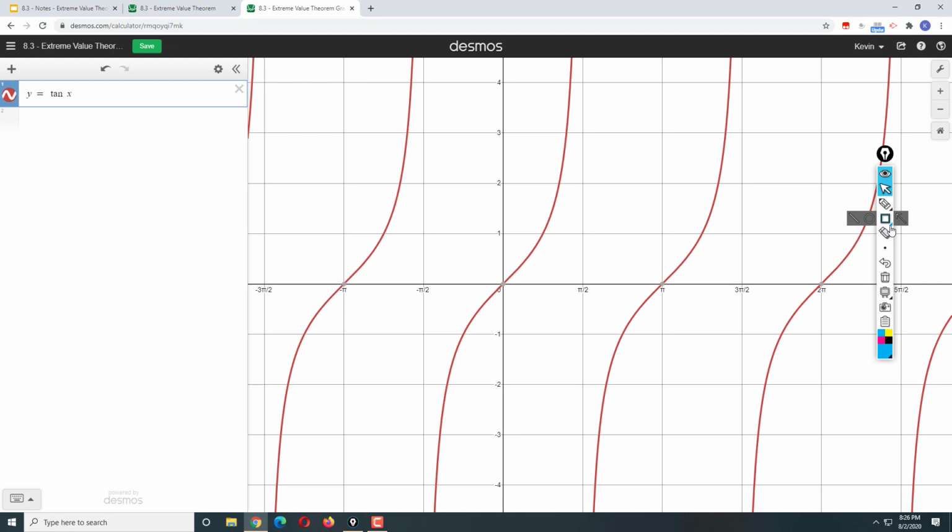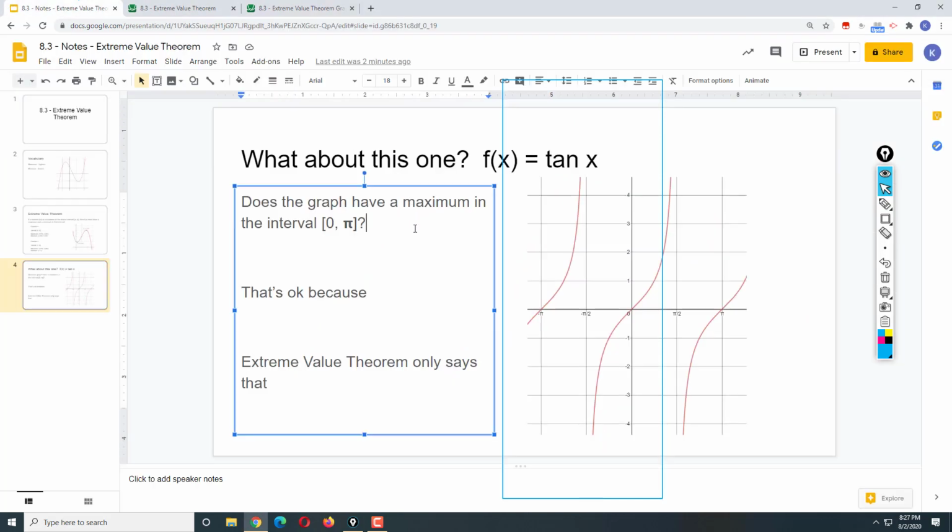So in this interval, x equals 0 to x equals pi, what is the maximum? There is no maximum because it goes up forever. It goes to positive infinity as we are coming up from the left as it approaches pi over 2. Similarly, there's no minimum. If we go from the right towards pi over 2, it goes to negative infinity. So, wait a minute. Does the graph have the maximum in that interval? No.